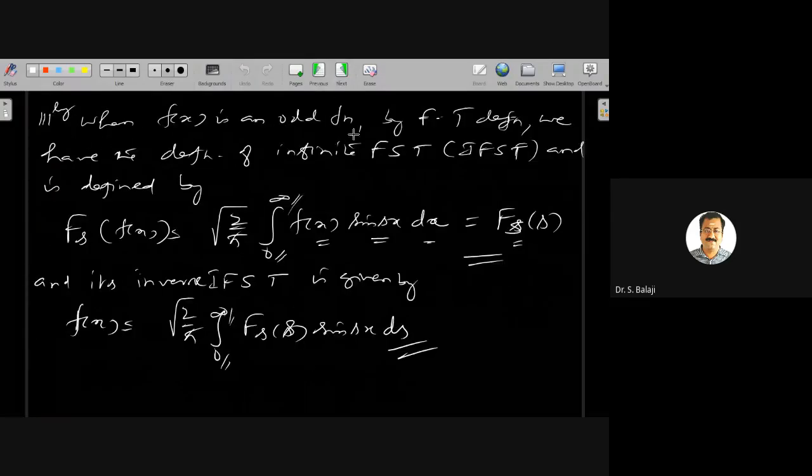Similarly, when f of x is an odd function, by the Fourier transform definition we have the definition of the infinite Fourier sine transform, termed IFST or simply FST.